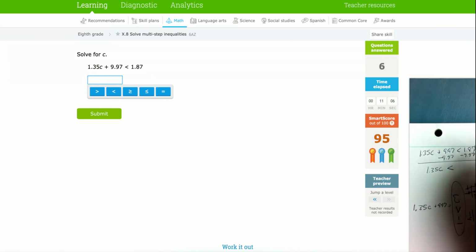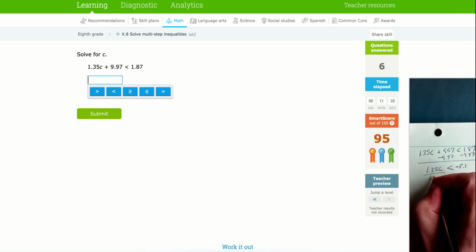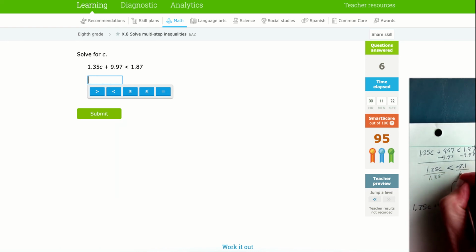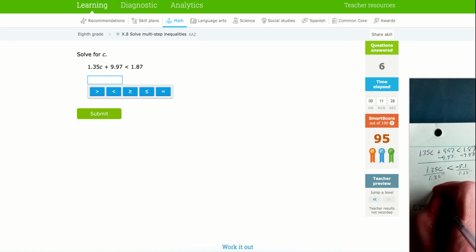That's going to be 0, that's going to be 1. I'm doing 9 minus 8 is 1. 9 minus 1 is 8. The larger number was the negative, so it's a negative 8.1. And now I'm going to divide by 1.35. Again, dividing by 1.35 is a positive number, so the inequality symbol will not change.